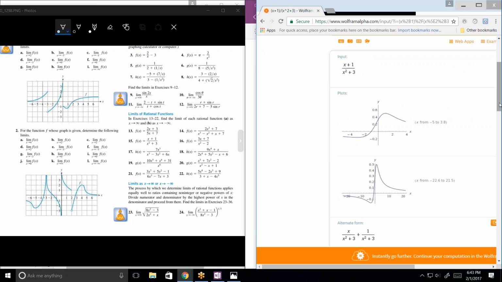It looks like it stays just under 0. Well, it's headed towards 0. In other words, it's going to 0 also. Okay. So if the bottom blows up, because it's x squared and the top is only x, well, the bottom's clearly going to blow up much bigger. So you're really dealing with a number over infinity, which goes to 0, whether it's negative infinity or positive infinity.